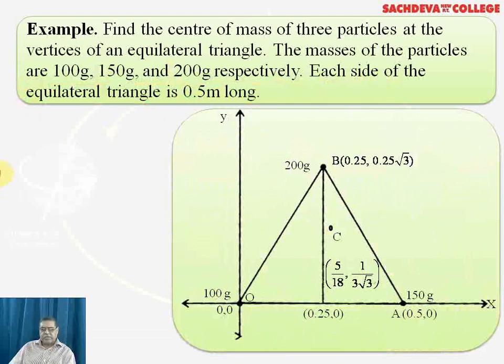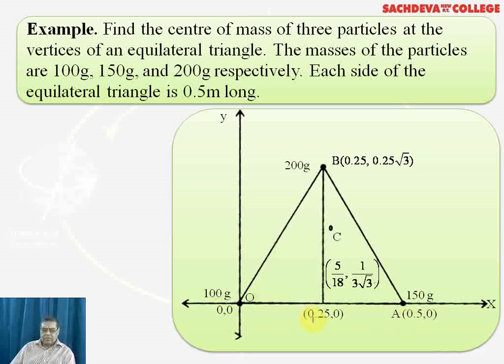Now, the figure is shown. The vertices are 100 gram, 200 gram and 150 gram. The coordinates are mentioned. At the origin, it is 0, 0. And at A, in 3 dimensions, it should be 0.5, 0, 0. And at the middle point of the line joining 100 gram and 150 gram will be 0.25, 0, 0. Because from O to the middle point, the distance will be 0.25 because the total distance is 0.50.